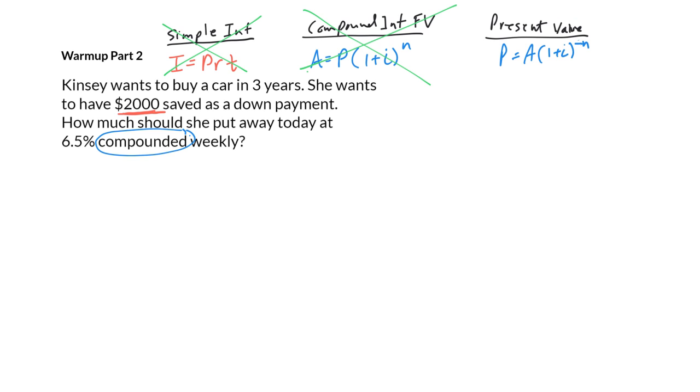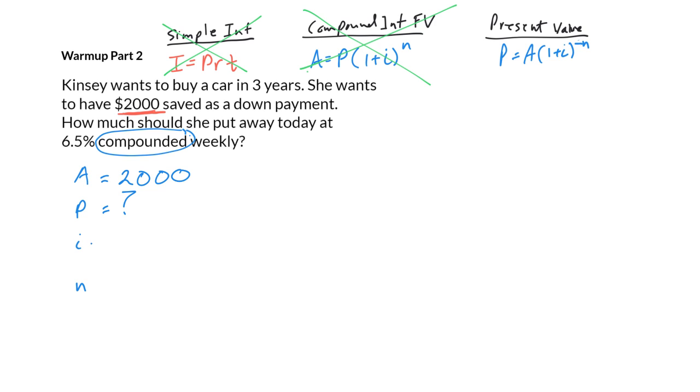So when we're looking for how much we have to invest today to get a certain amount at the end, this is what we call present value. So now let's start by identifying A, P, I, N. So now we know that we want to end with $2,000, right? We don't know what our principal is.